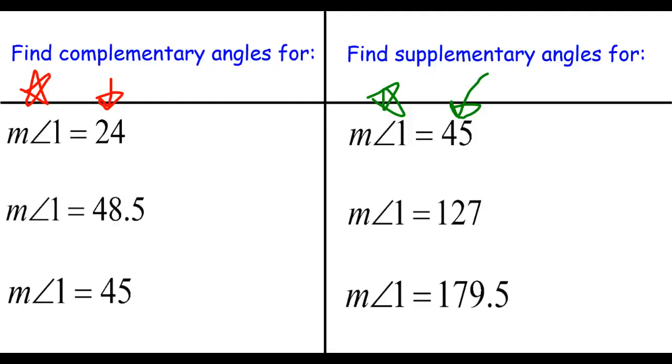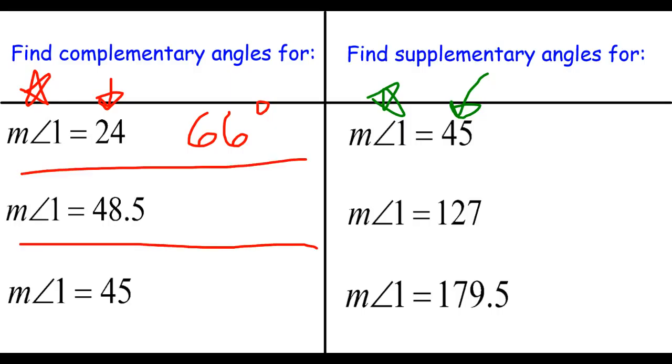So for 24 degrees, we want to create 90, so we can just take 90 minus 24 to get 66 degrees as the complementary angle there. For 48.5 degrees, where we want to create 90, we're going to need 41.5 degrees, or 90 minus 48.5, and 45 degrees is actually complementary to itself, because 45 plus 45 is 90.